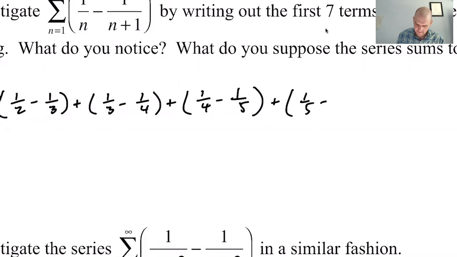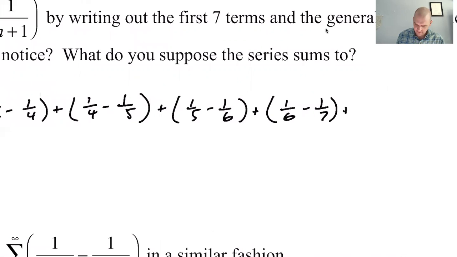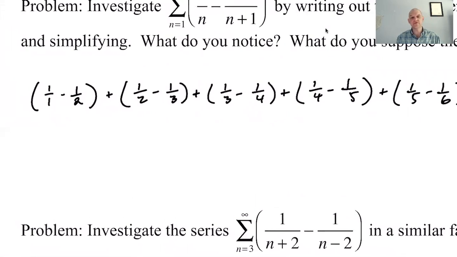Plus 1/5 minus 1/6, 1/6 minus 1/7, and here we go, plus 1/7 minus 1/8. All right, is that enough to figure out what's going on? I think it's definitely enough to figure out what would happen if we went to infinity. Here's what's happening. We have 1 over 1, and then it's minus 1/2, but then the next thing gives us plus 1/2. So those are just going to cancel. And then the next one, we get minus 1/3, but then we'll get plus 1/3. So those are going to cancel. And then minus 1/4 plus 1/4.